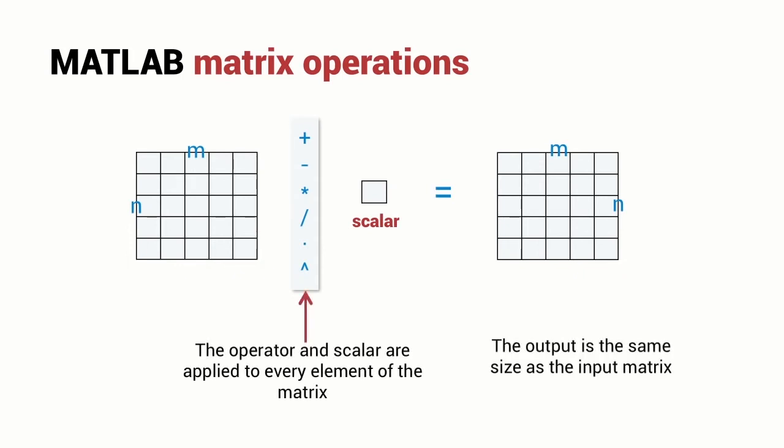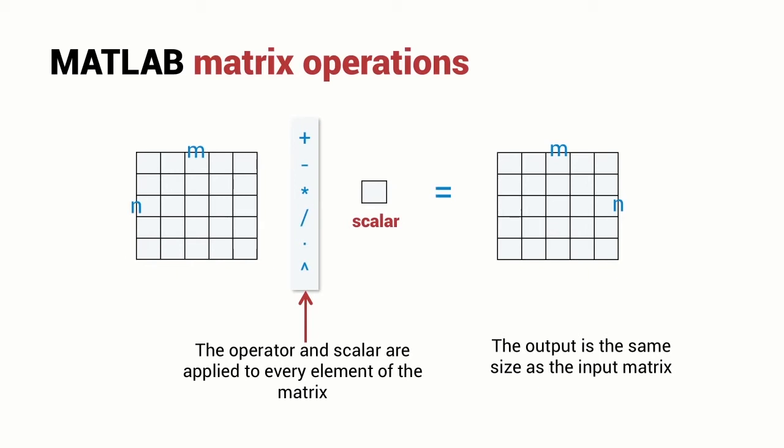Consider that we have a matrix with n rows and m columns, and we have a scalar. And in the middle we have a number of standard arithmetic operators: plus, minus, times, divide, and so on. If, for instance, we use the addition operator, the plus symbol, and we add the matrix to a scalar, the result will be a matrix. And what MATLAB is going to do is add the scalar to every individual element of the input matrix and assign it to the corresponding element in the output matrix.